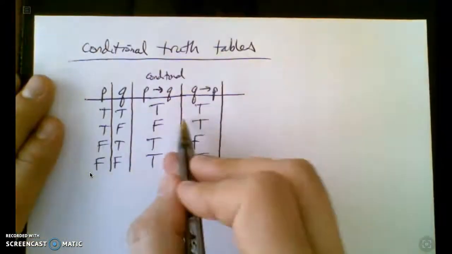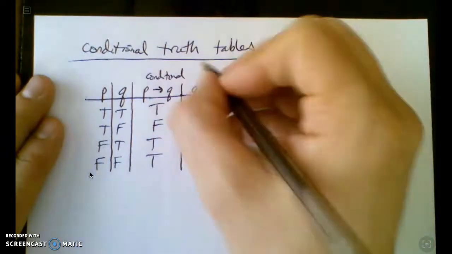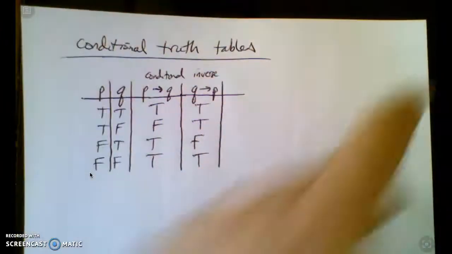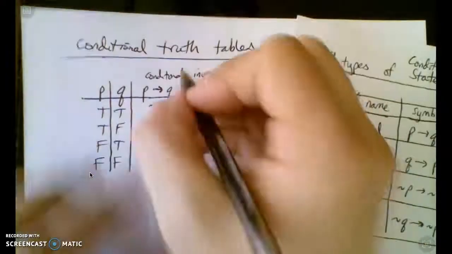Are those the same truth value? True, true, false, true? No, these are not the same. So the conditional and the converse are not the same. But if I go to build the inverse, oh wait, that was the converse. Gosh darn it.